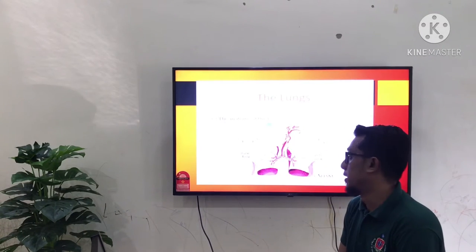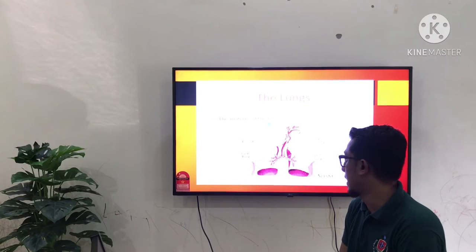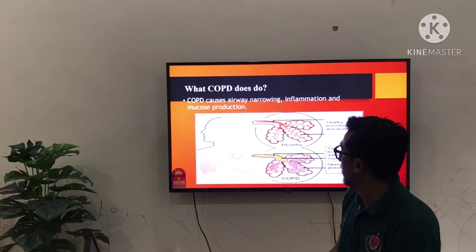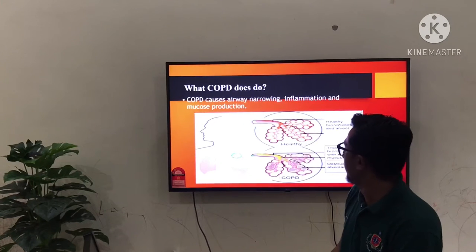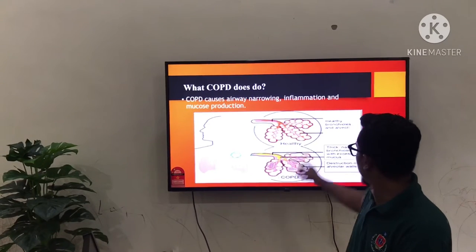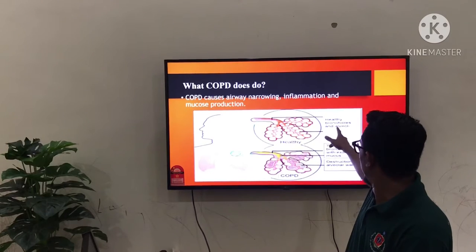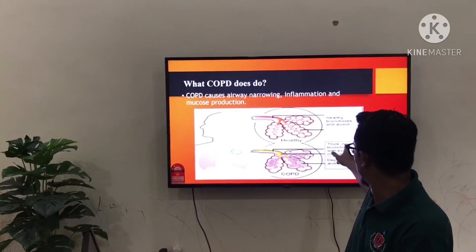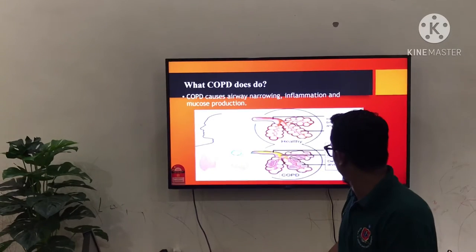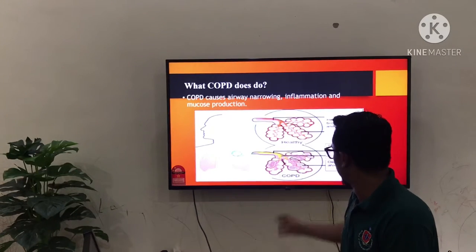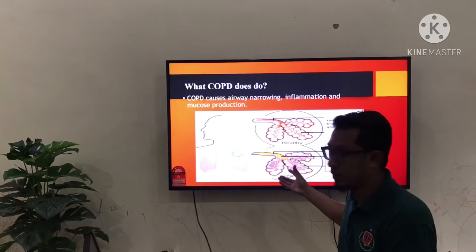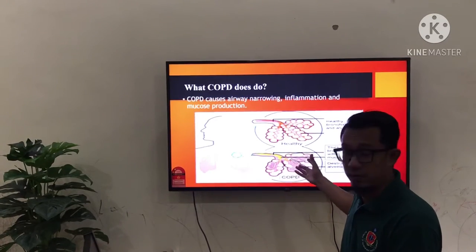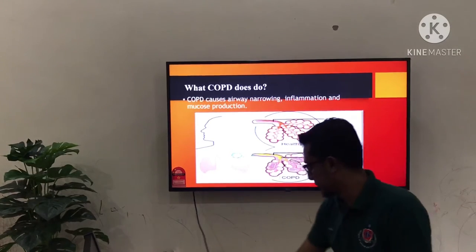Okay, so this is the anatomy of the lungs. Okay, what does COPD do? COPD causes airway narrowing, inflammation and mucus production. So we can see the healthy bronchioles and alveoli there. And then this is thick narrow bronchioles with excess mucus. Okay, maksudnya bronchus tu dah penuh dengan mucus. Destruction of alveolar wall. Dan alveolar wall there dah destruct.